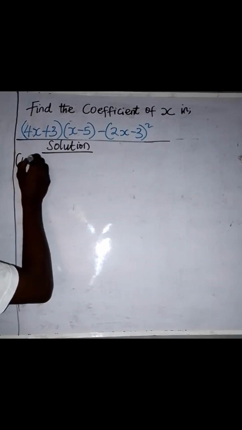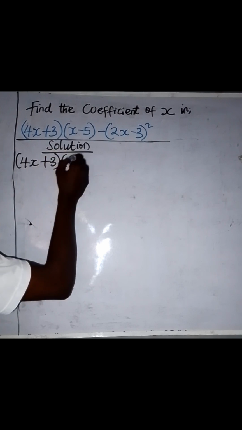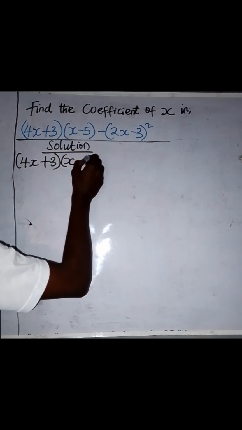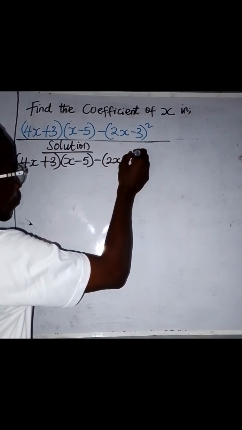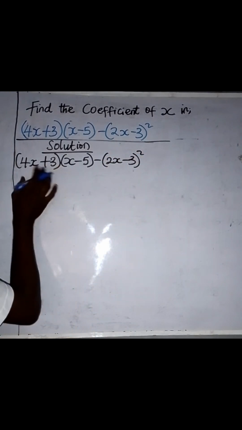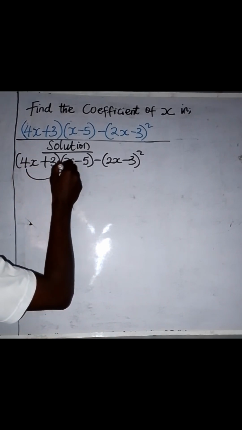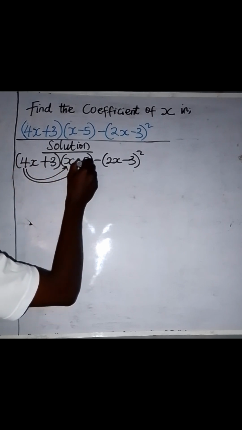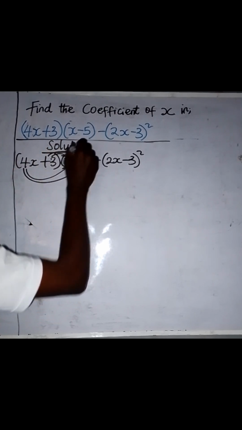So let's bring the equation in: 4x plus 3, x minus 5, then 2x minus 3 squared. Okay, so now first bracket, open the second bracket. Whatever is close to a bracket, open that particular bracket. So that means 4x is opening this and 4x is also opening the 5. Then 3 is opening this and 3 is also opening the 5.